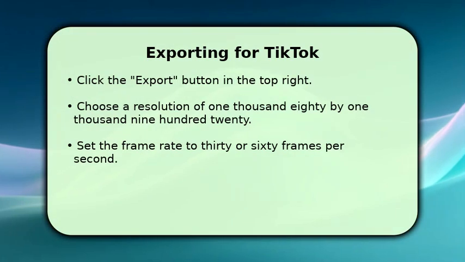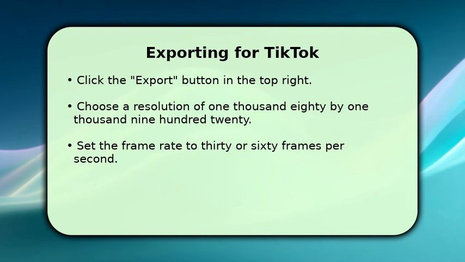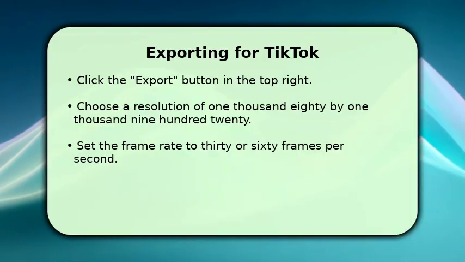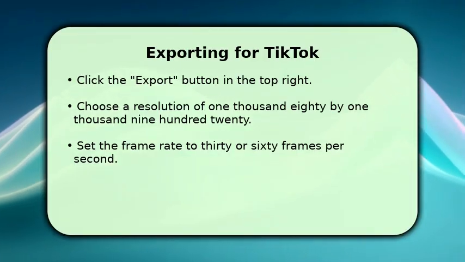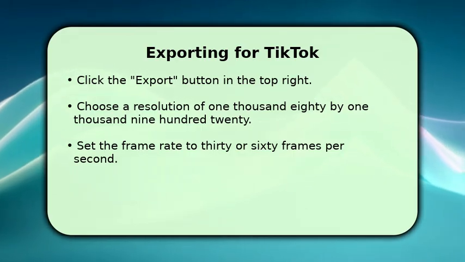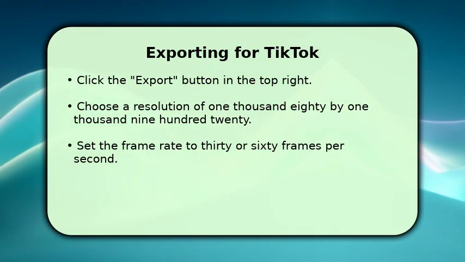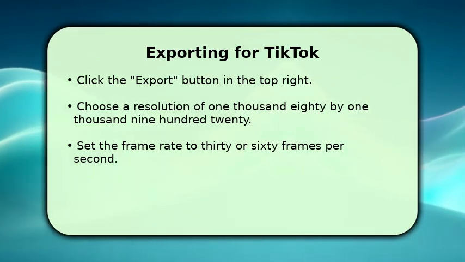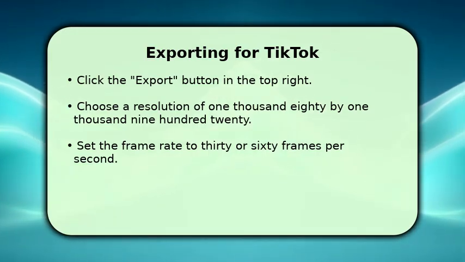When you're ready to share your masterpiece, click the Export button, usually located in the top right corner. For optimal TikTok quality, select a resolution of 1080 by 1920 pixels. You should also set your frame rate to either 30 or 60 frames per second, depending on your original footage. Finally, ensure the video format is MP4, which is widely compatible and ideal for social media.